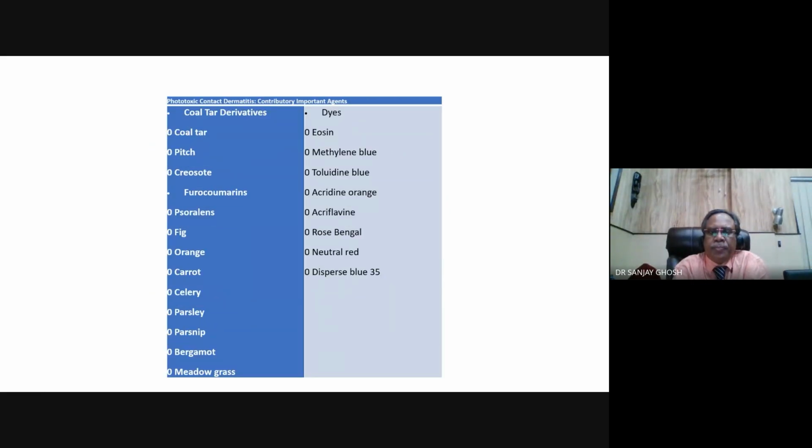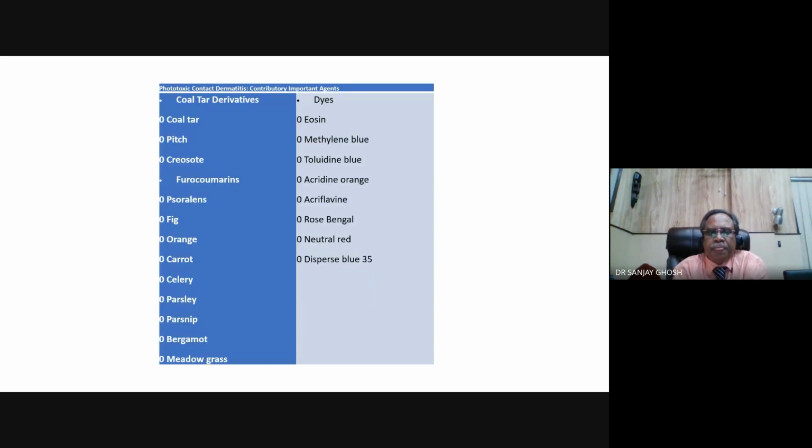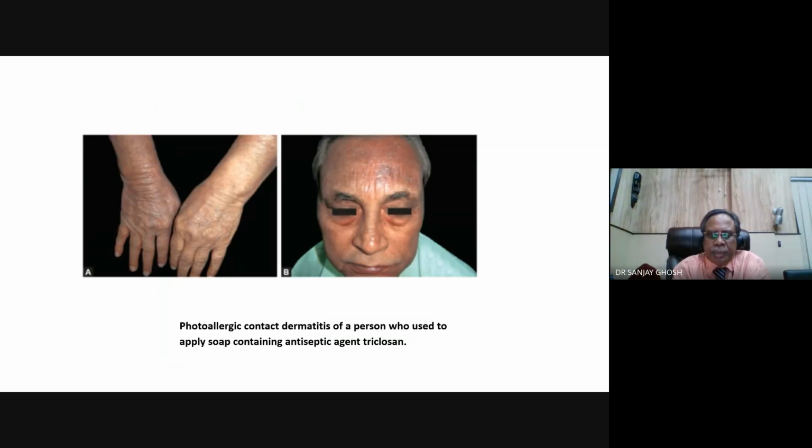This is a common cause of phototoxic dermatitis: coal tar, pitch, creosote, etc., psoralen, and this could cause it. And this is phototoxic contact in a person who is working with different dyes in a printing press. So this is phototoxic contact dermatitis. And this is photoallergic contact dermatitis. This is a person using an antiseptic, very commonly used triclosan. After using, he developed this, but after changing, the patient was cured.